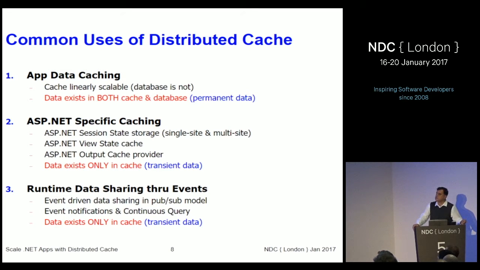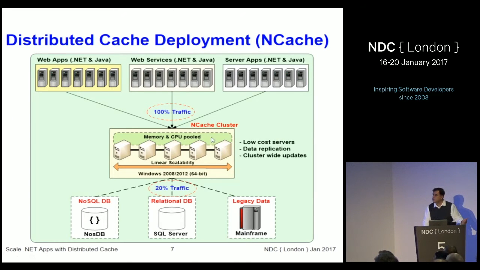The third use case is something that a lot of people don't know that cache is really good for, which is runtime data sharing through events. Think of this as like a service bus, as a messaging platform, but it's not a replacement of message queues. Message queues have a different purpose. They can work in a geographically distributed environment. Cache, runtime data sharing is good, usually within the same data center. But within the same data center, a distributed cache is much faster and more scalable than message queues for runtime data sharing.